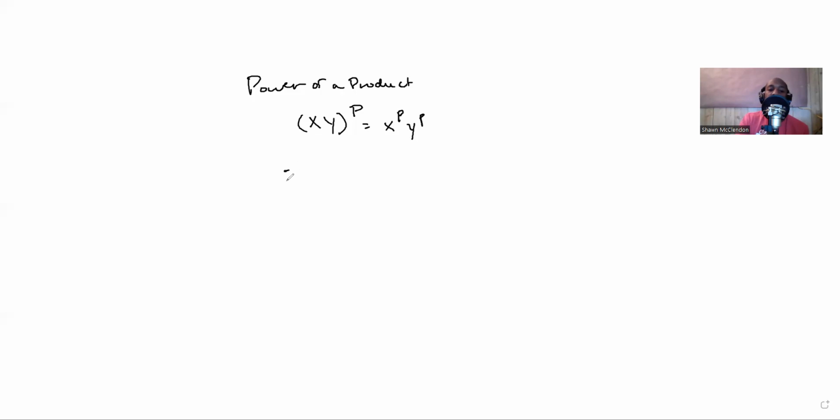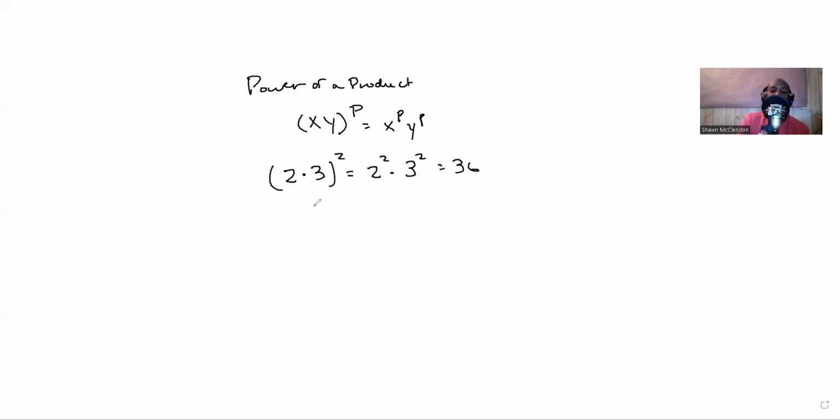So say, for example, you had 2 times 3, and that was raised to the second power. Just to make it easy, that's saying this is 2 squared times 3 squared. Okay. Which happens to be 4 times 9, which is 36. Okay. So that's all that's saying.